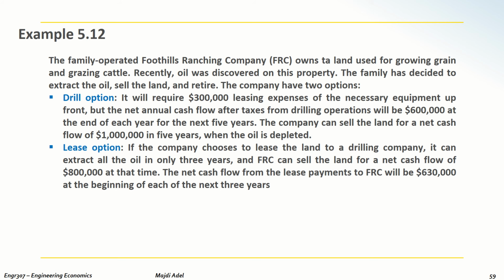Family operated Foothills Ranching Company, FRC, Foothills Ranching Company. This is a family company. They have a piece of land, they use it to grow grain and graze cattle. They plant grain and wheat on it and raise cattle, and from this work they make a living.